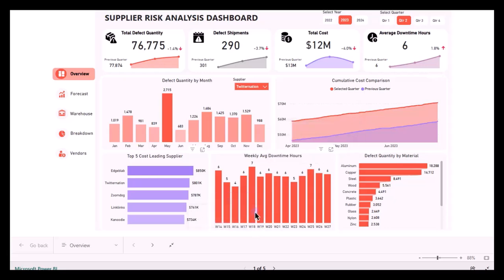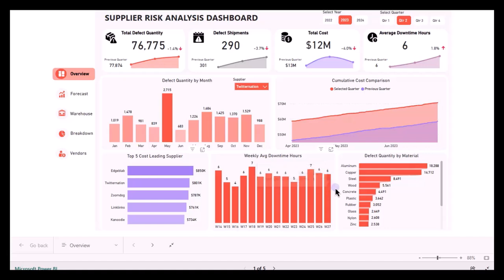After that, we have weekly average downtime hours. Downtime kills productivity. Week 18 and week 25 had the highest downtime at 7 hours. Identifying these spikes help you find causes, whether it's delays, poor quality materials, or supply chain bottlenecks.